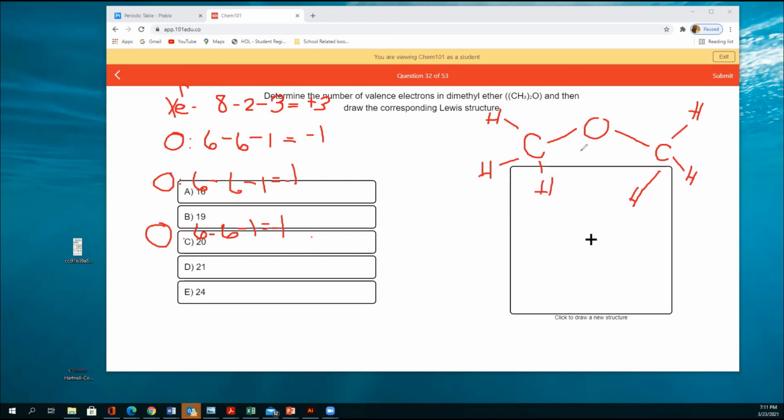So how many more valence electrons do I need to make oxygen reach its octet? 4. Okay, so if I count the total number of valence electrons, 2, 4, 6, 8, 10, 12, 14, 16, 18, 20. Make sure I count it right. 2, 4, 6, 8, 10, 12, 14, 16, 18, 20. So there's a total of 20 valence electrons.